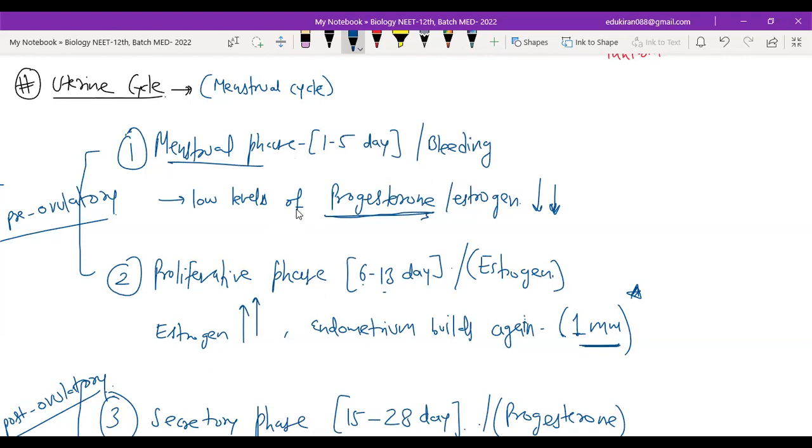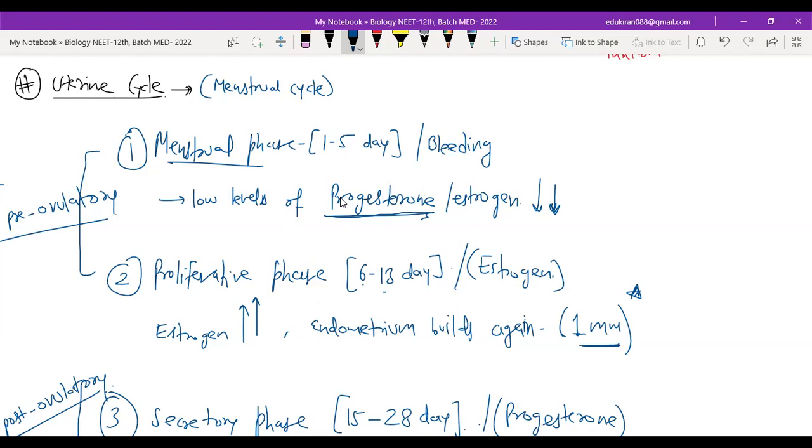the level of female sex hormones is very low. Now, which hormones are we talking about? Which hormones affect the uterus? Progesterone and estrogen. So why is progesterone low?